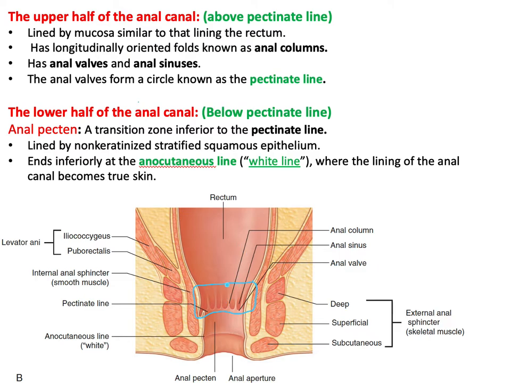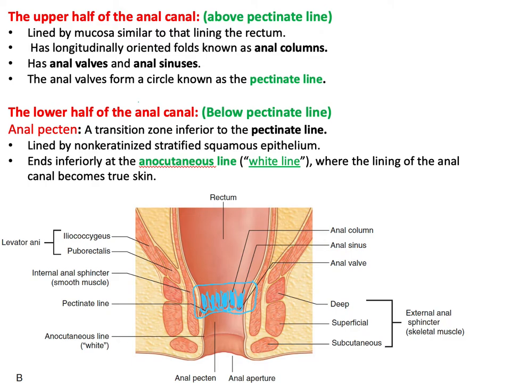Anyway, if you look at it, you will see that it has a kind of longitudinal folds. These folds we call the anal columns. Between these columns, you have sinuses. Because of the existence of these columns, we have anal sinuses. These sinuses fill the gap between columns, and indeed they unite inferiorly to form something like the teeth of a comb.